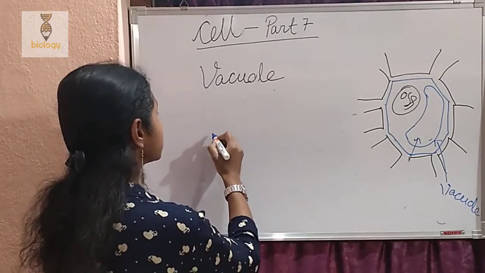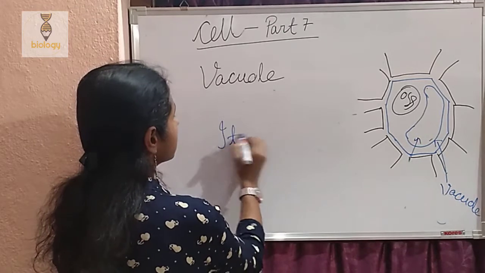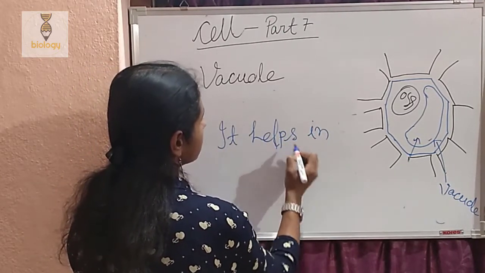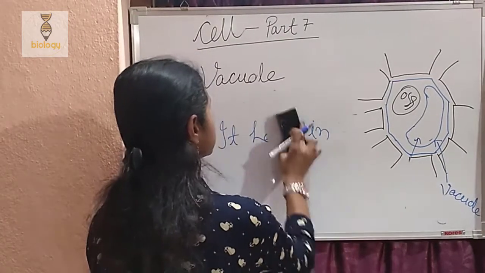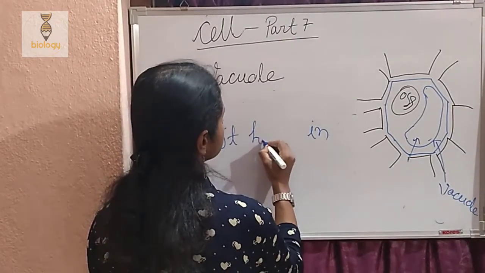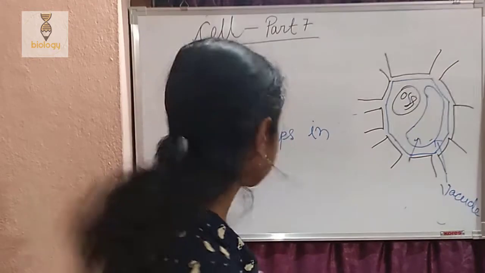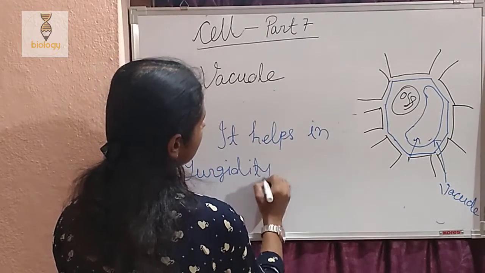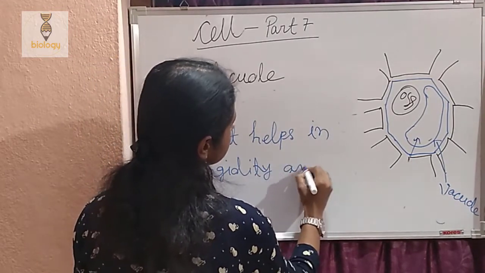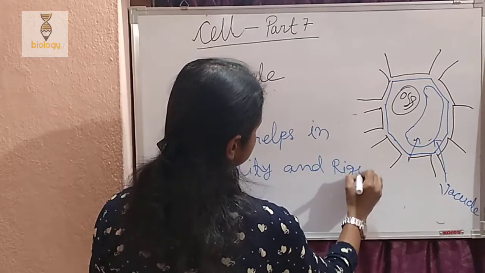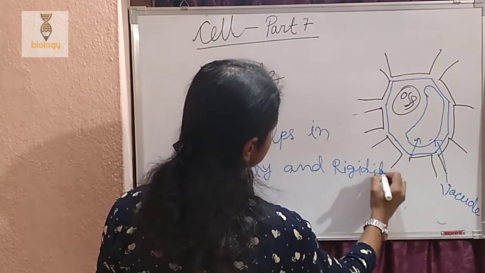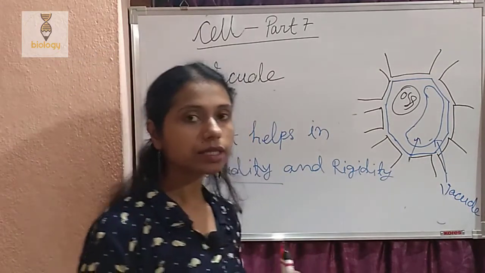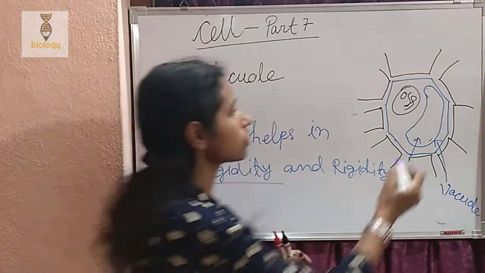The main role is that it helps in turgidity and rigidity of the cell. Now what is turgidity and rigidity? Turgidity means that it exerts pressure outside on the wall.